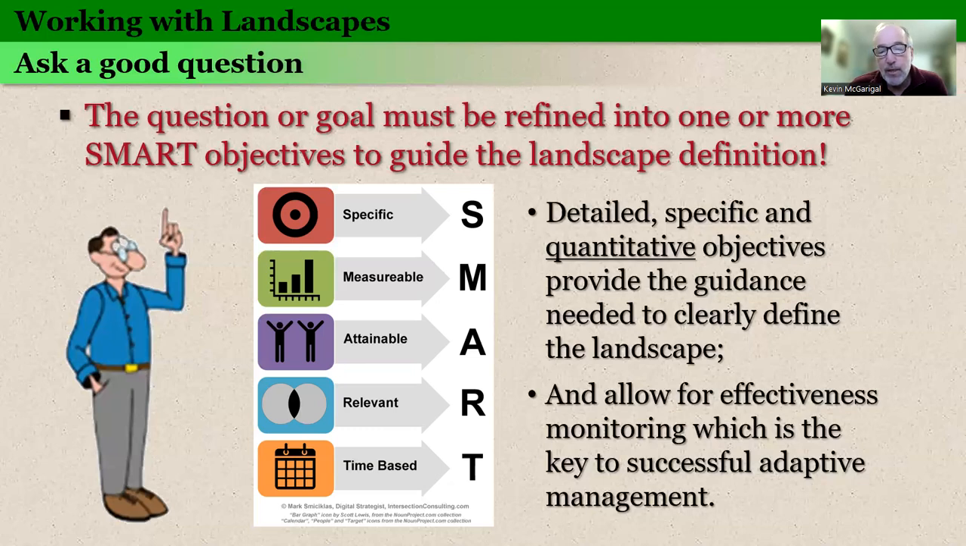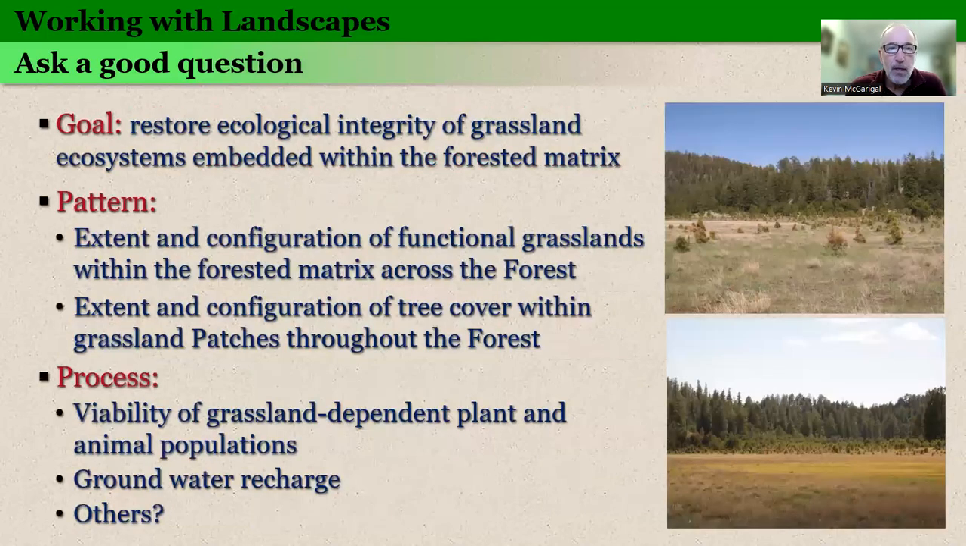And importantly, a SMART objective allows for effectiveness monitoring, which is the key to successful adaptive management. This is best understood by example. In this first example, we have a broad goal to restore the ecological integrity of grassland ecosystems embedded within the forested matrix. Now, this goal is a broad statement of a problem, but it doesn't give us the details that we need to formally define the landscape. We must first translate that into a specific pattern and process and a SMART objective.